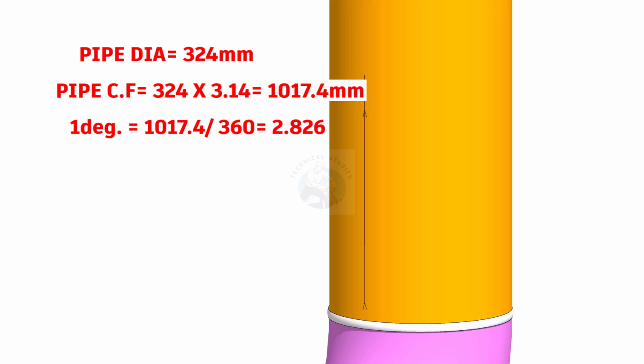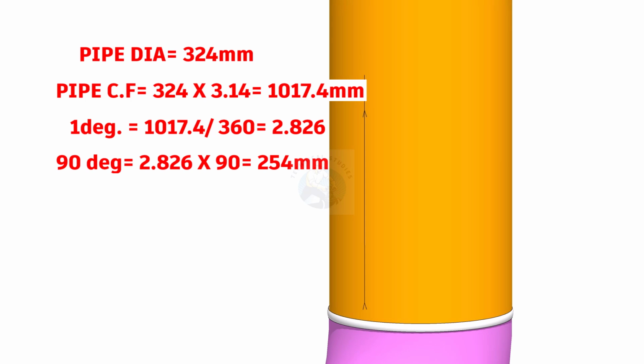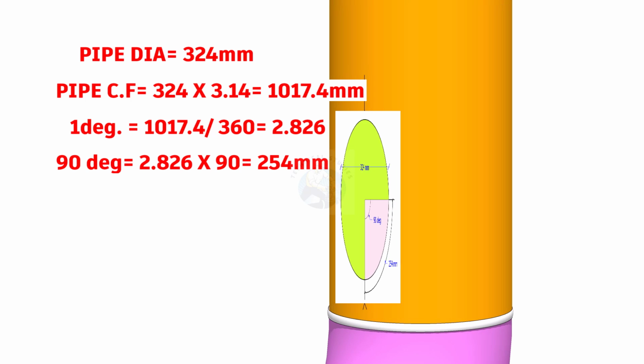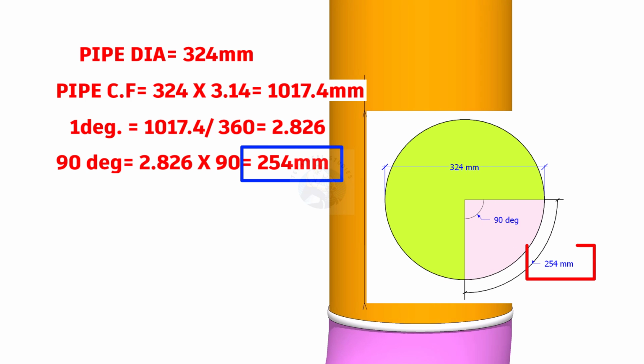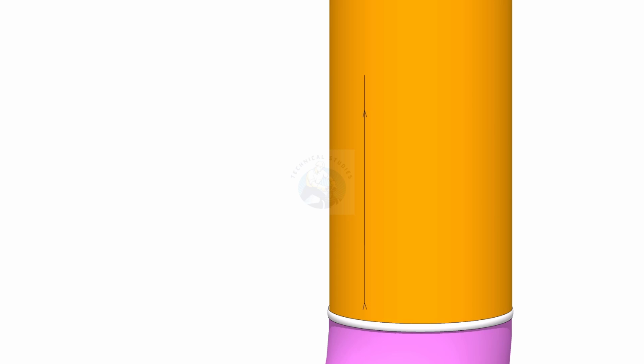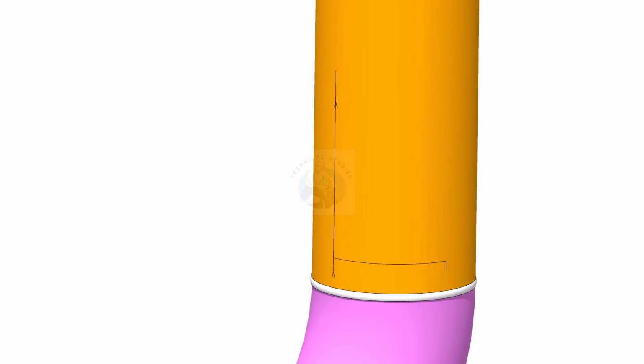1 degree equals 1017.4 divided by 360, equals 2.826. 90 degree equals 2.826 multiplied by 90 equals 254 millimeters. This is the arc length for 90 degree in a 324 millimeters diameter circle. Mark 254 millimeters on the vertical pipe, as shown.